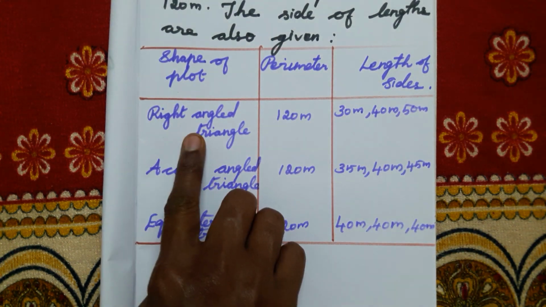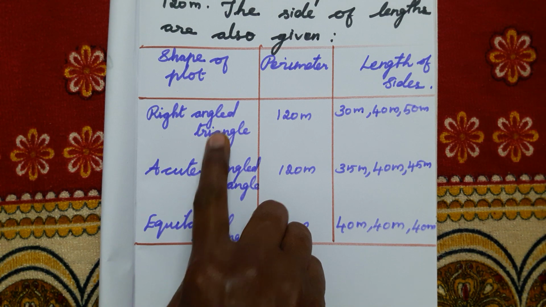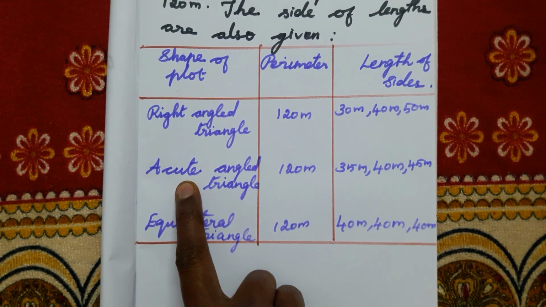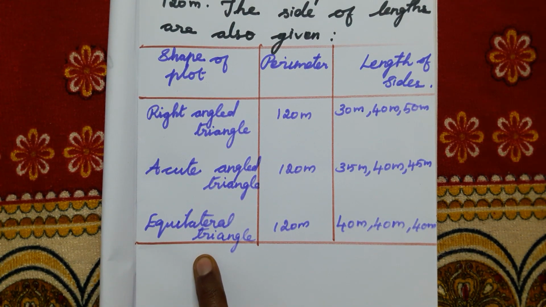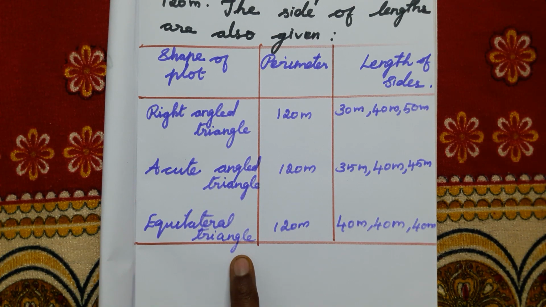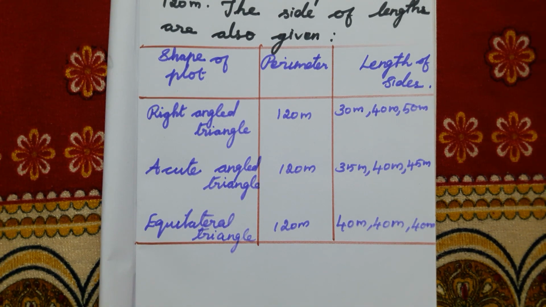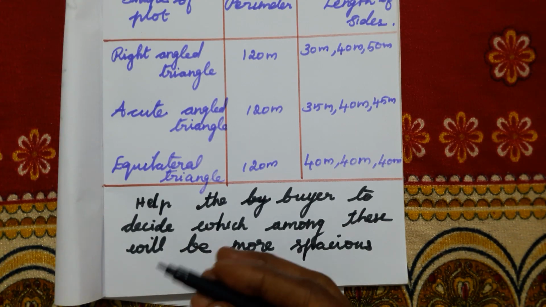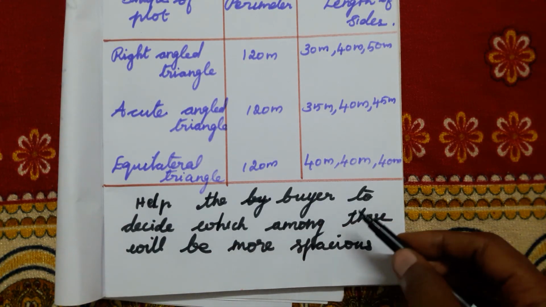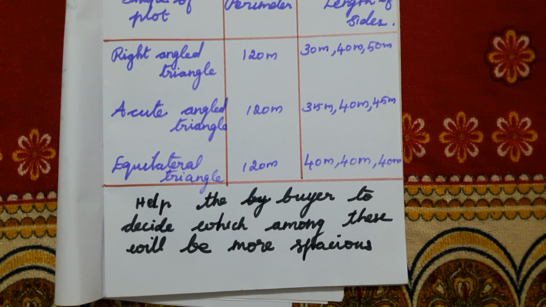The three shapes are a right-angled triangular plot, an acute-angled triangular plot, and an equilateral triangular plot. We have to help the buyer decide which among these will be more spacious. The question is, help the buyer decide which among these will be more spacious.